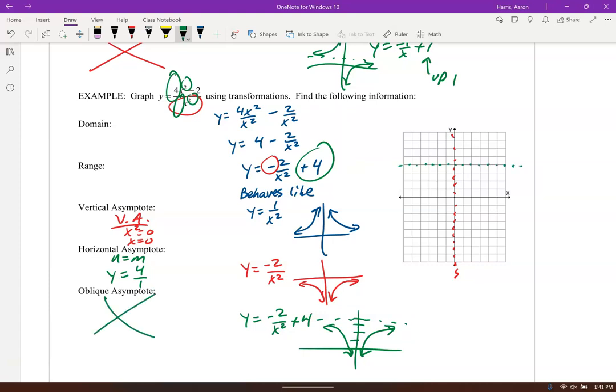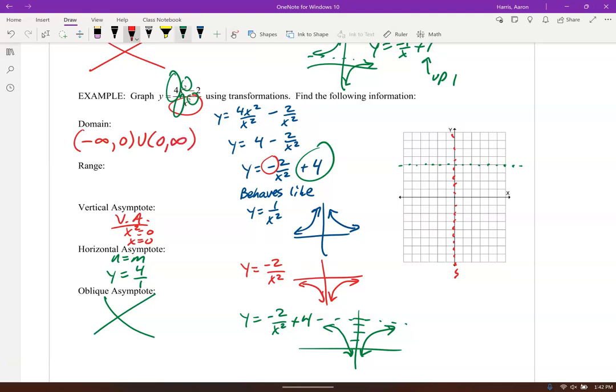There's no oblique asymptote. Oblique asymptote is only if the degree of the top is 1 more than the bottom, right? That's the only time you have that slant or oblique asymptote. We'll talk more about those in subsequent sections. But let's go into the domain. Remember, it's not going to touch that red line at x equals 0. So the domain is going to be everything except 0.